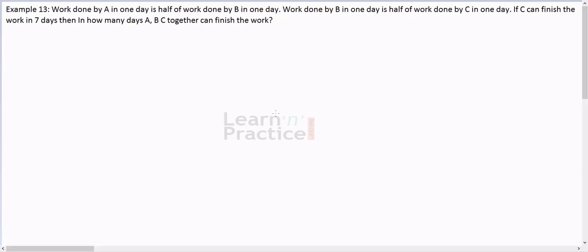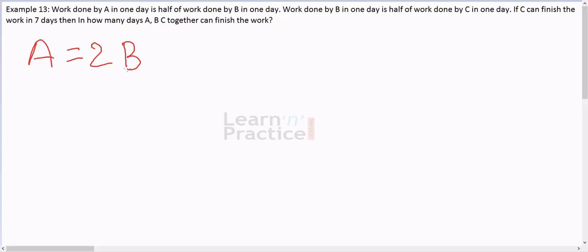If you see, work done by A in 1 day is half of the work done by B. That means A's efficiency is less than B. Or we can say A will take twice the time than B. So we can write A will take twice the time than B to complete a task.